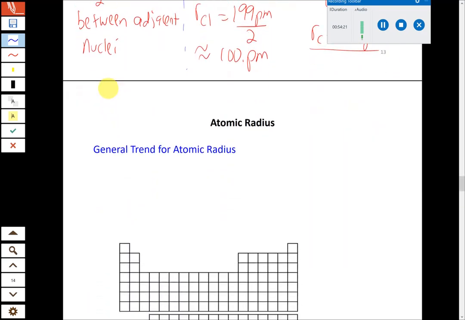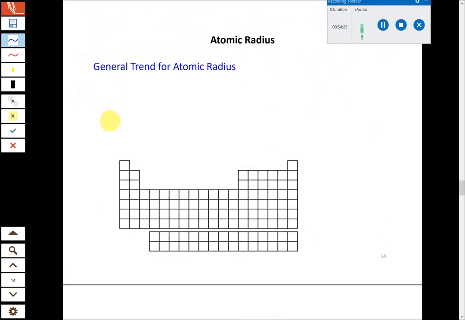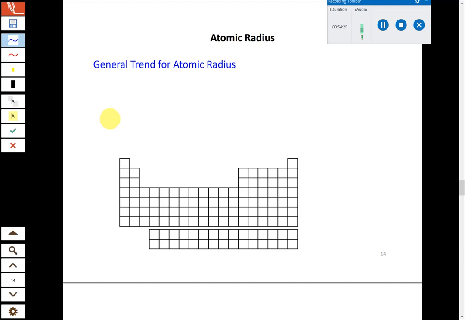What we want to know then is that, based on the location in the periodic table, we can predict the radii of different elements relative to each other. So let's think about the two different directions we can move in the periodic table, either top to bottom, which is called going down a group. A column of the periodic table is called a group. If we go down a group from top to bottom, let's talk about what happens.